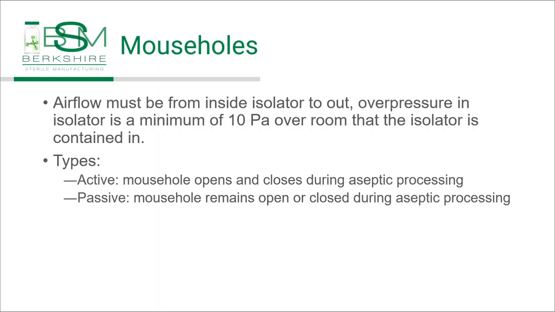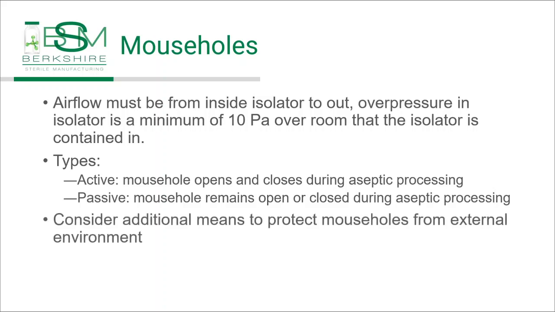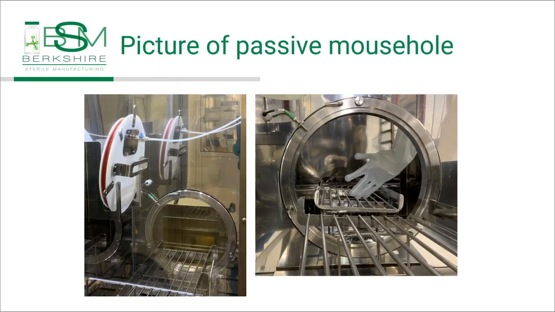Types of mouse holes: active mouse holes. This is a mouse hole that opens and closes during aseptic processing. A passive mouse hole is one that remains open or closed throughout your aseptic processing. And with mouse holes, you should also consider additional means to protect them from the external environment. At BSM, we have RABs in front of every single mouse hole entry and exit to ensure that there's no chance of any contamination getting inside the isolator.